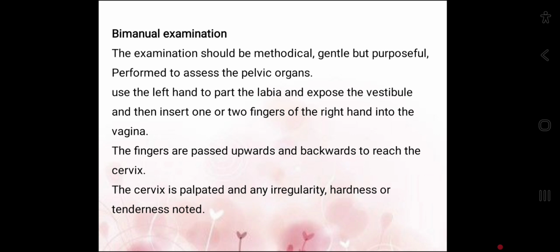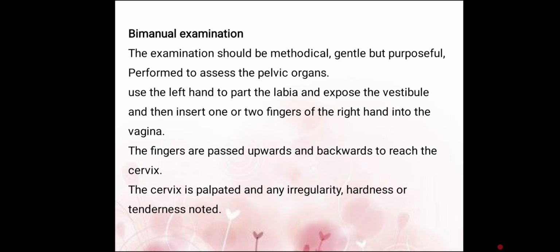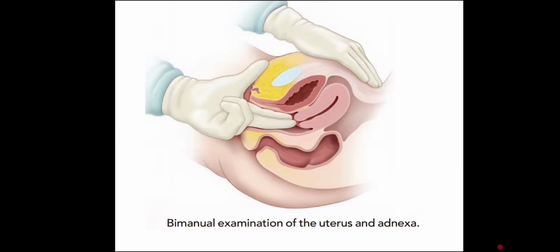Following digital vaginal examination, there is bimanual examination to assess pelvic organs, with the right hand vaginally and the left hand abdominally. It starts with the cervix, as we said. Examine the cervix for its texture, position, shape, mobility, and tenderness. This is a bimanual examination using one hand vaginally and the other abdominally.